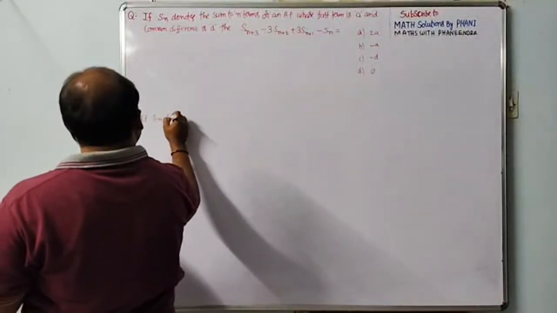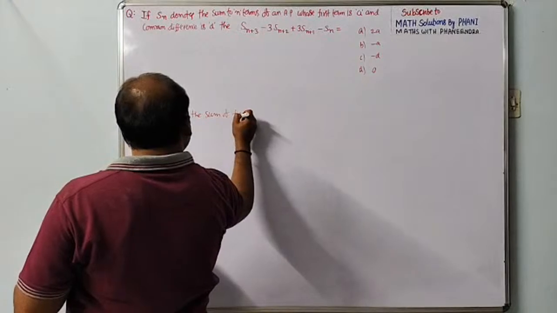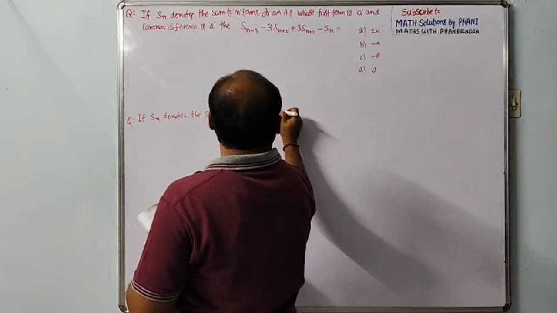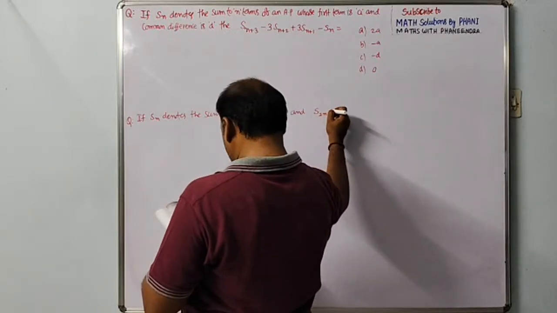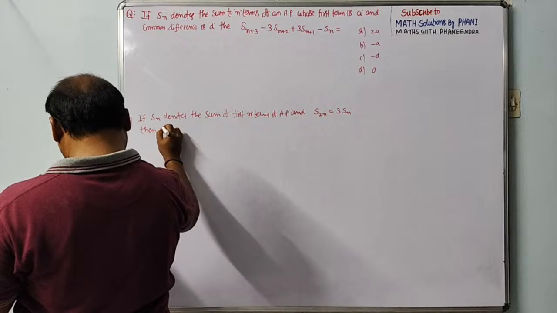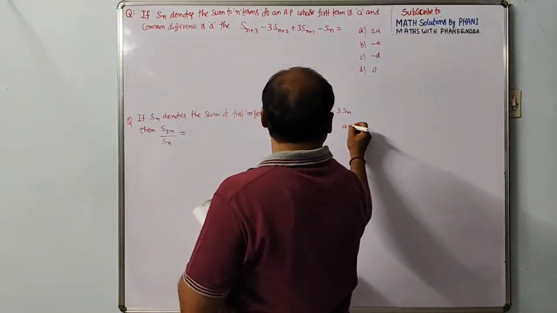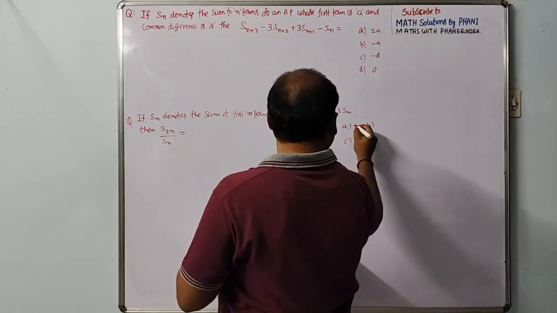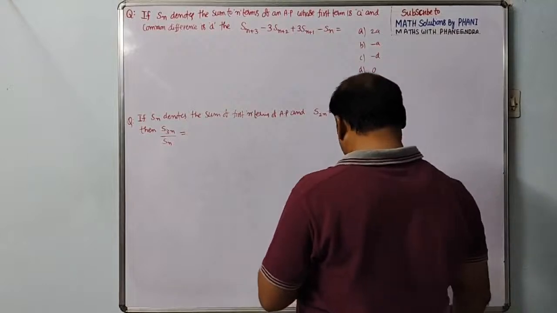So the next question here. If Sn denotes the sum of first n terms of AP and S2n equal to 3 Sn, then S3n divided by Sn equal to. So options here: 7, 6, 4, 5.